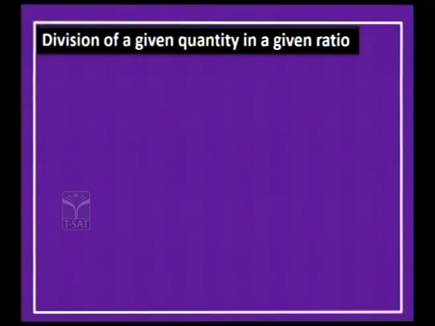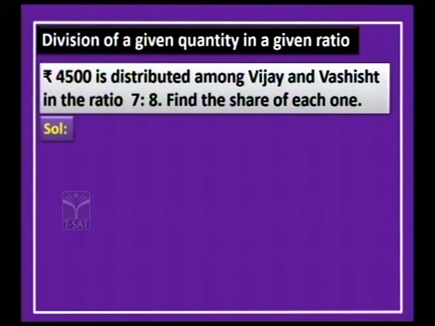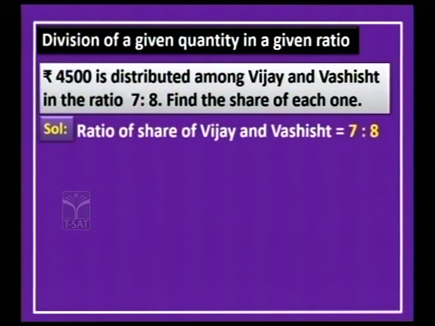Okay. Now let us move on to our next concept: the division of a given quantity in a given ratio. Let us see an example. 4,500 is distributed among Vijay and Vasisht in the ratio 7:8. Find the share of each one. So children, what is given to us? Yes, the share of Vijay and Vasisht is 7:8.